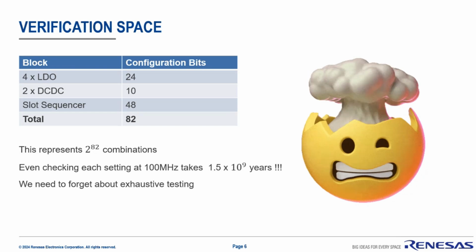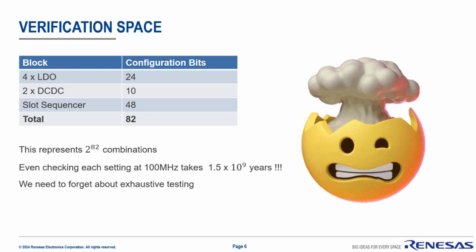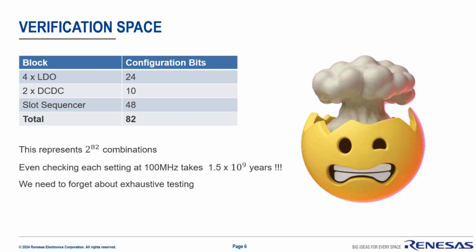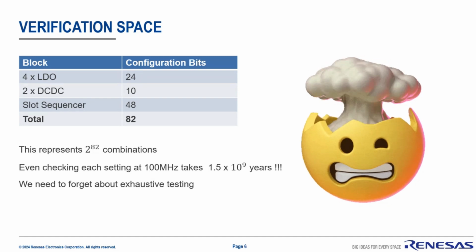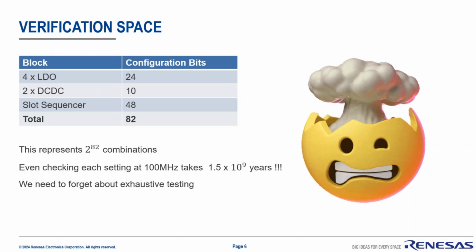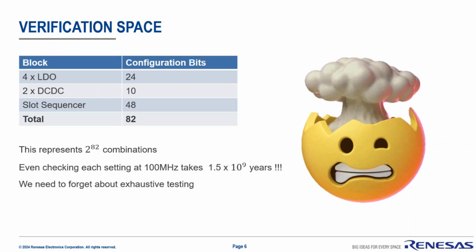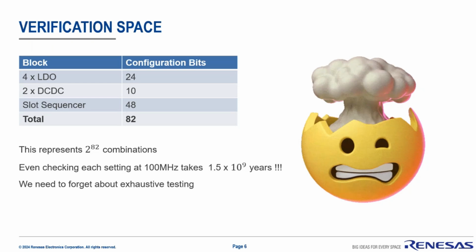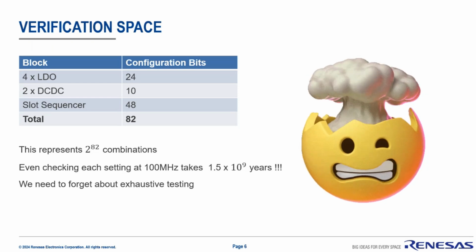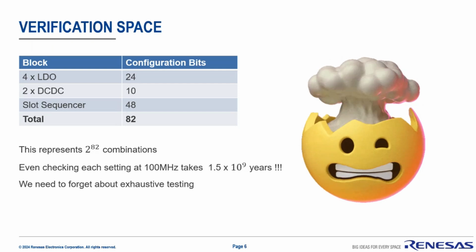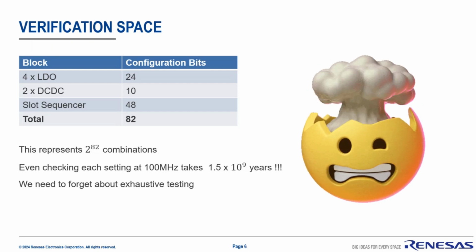If you think about the voltage selection we had, the LDOs have their configurations, their voltage selection times 4, and then the DC to DCs, we have 2 of those with 5 bits each. Then we've got slot sequencing. So if you add all the bits up there, you've got 2 to the power of 82 combinations.